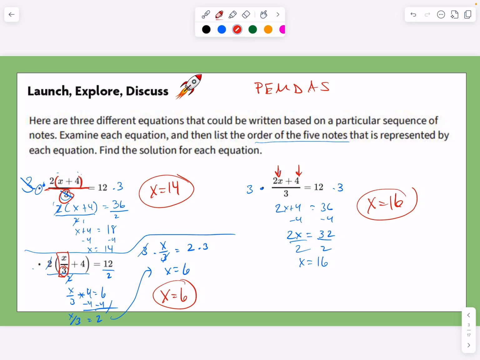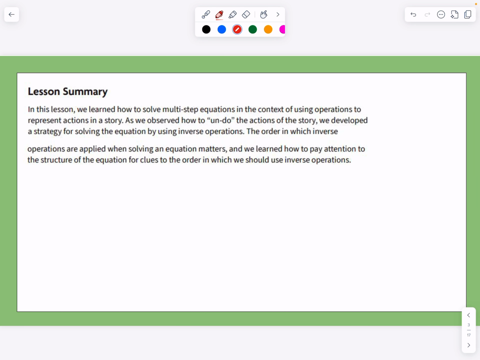Where the idea is you do parentheses and exponents first, then multiplication and division, and then addition and subtraction, always working from left to right in your equation if there's a tie, if both things are happening. So that's something you maybe learned a long time ago and hopefully can apply to this activity today.